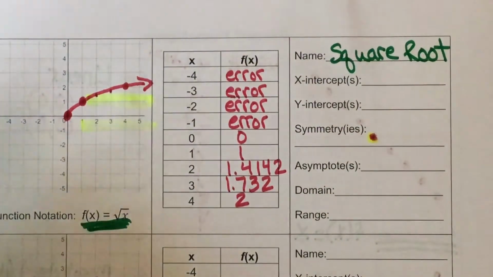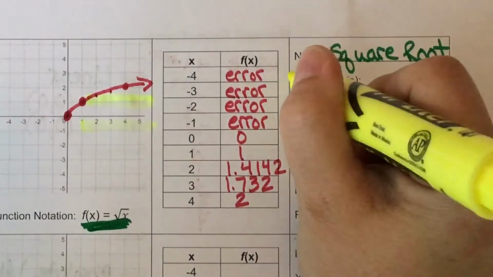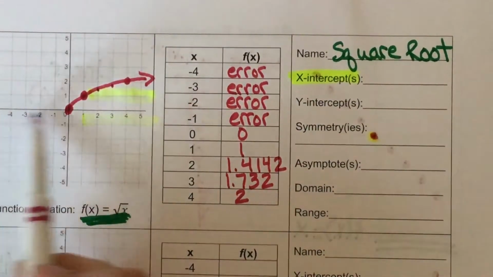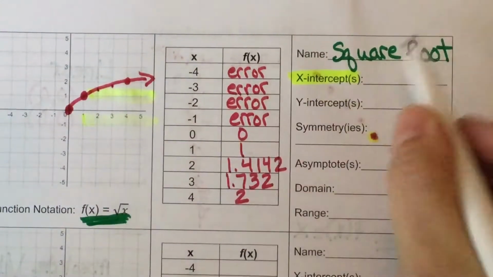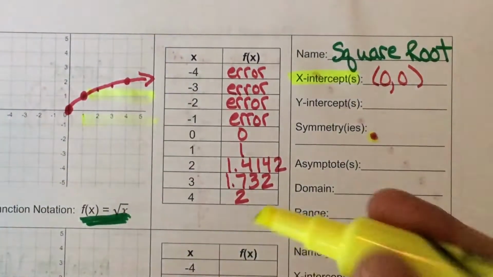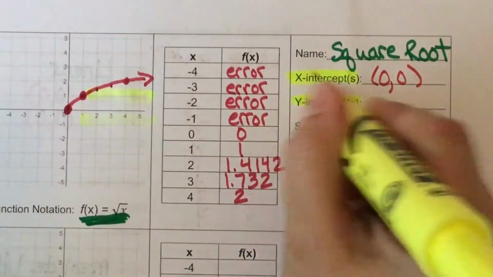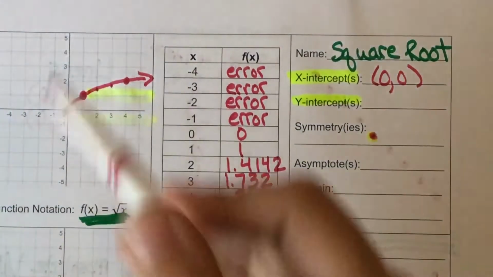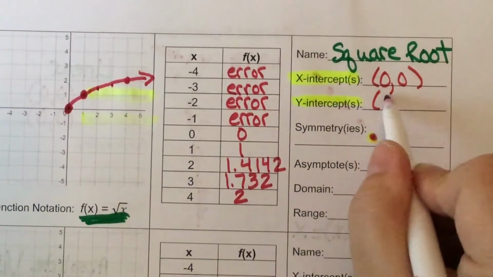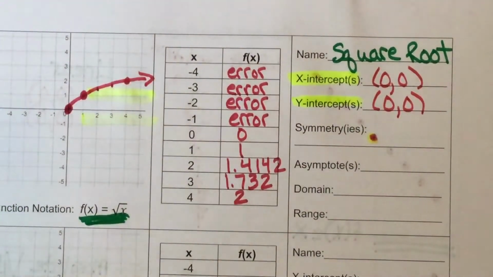Okay, x-intercept. This is where the graph is touching the x-axis. Do you know what it is? The graph is touching the x-axis right there at 0, 0. Okay, the y-intercept. Do you know what that is? This graph is touching the y-axis right here at 0, 0.